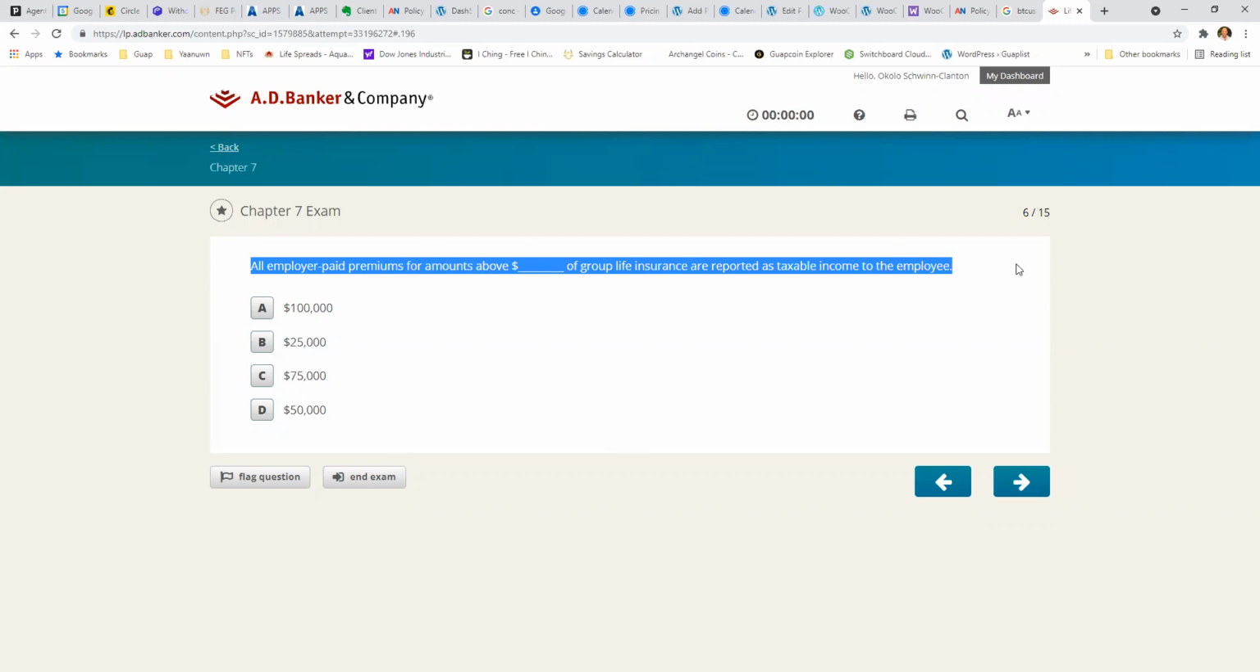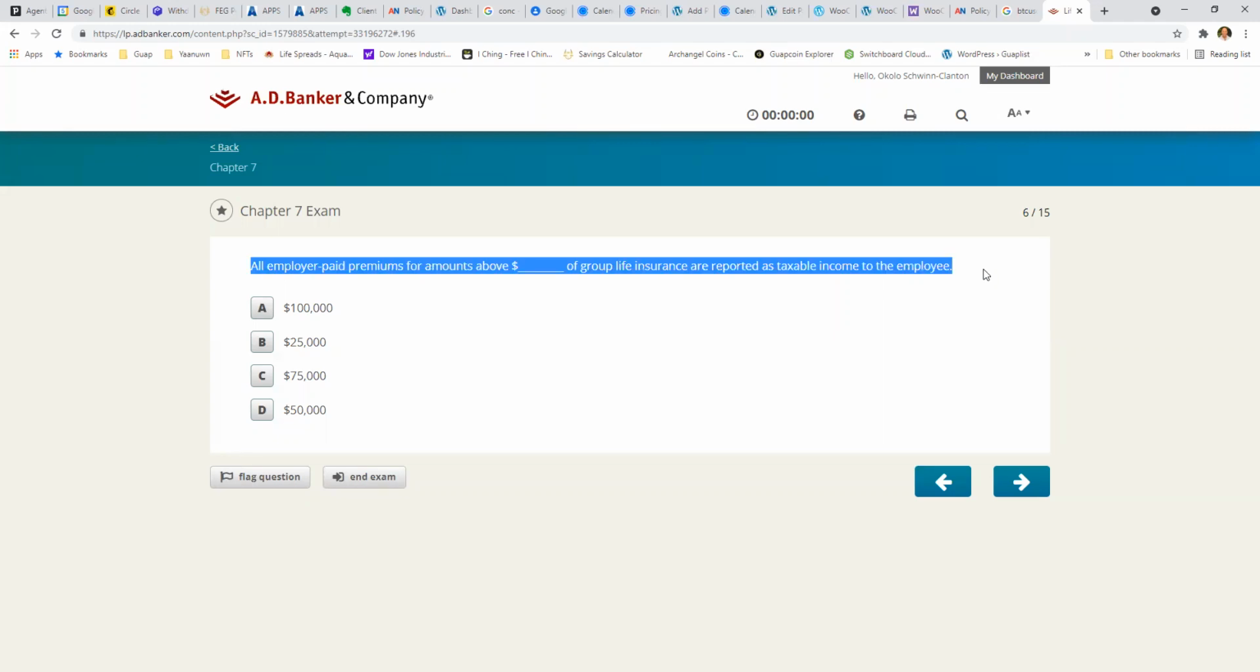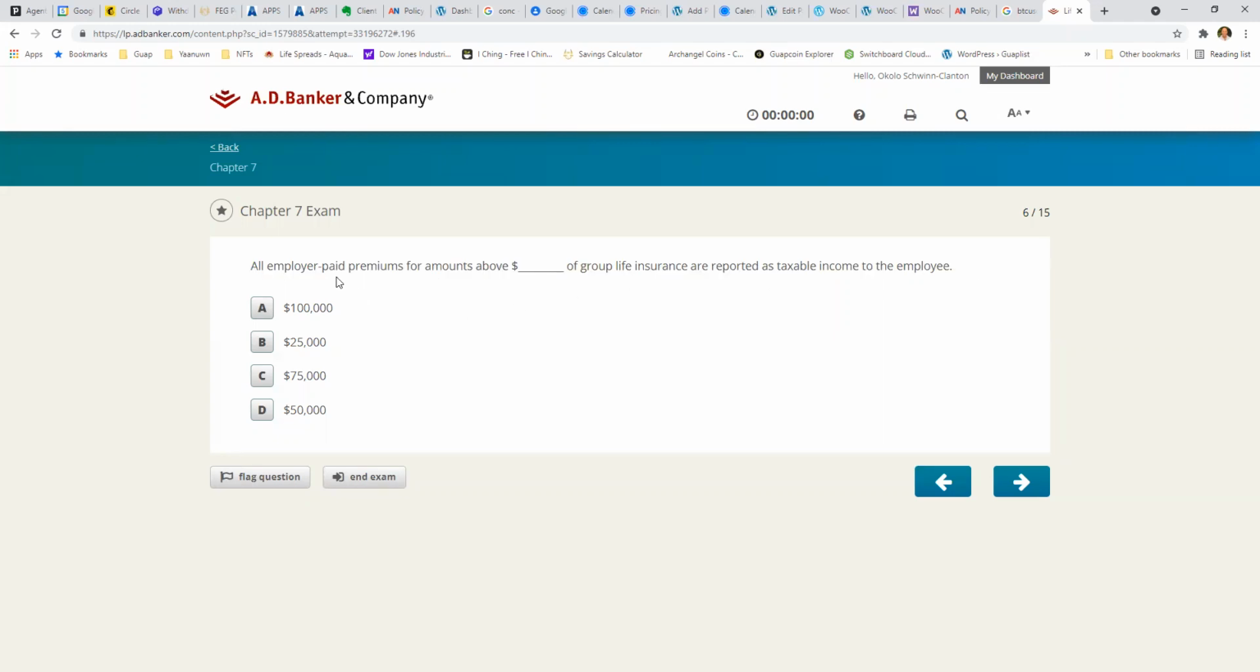So I just vaguely remember that the answer to this is 50,000. If they had put 0, I probably would have gotten this one wrong, but I have a recollection of 50,000 in relation to this question. So all employer paid premiums for amounts above 50,000 of group life insurance are reported as taxable income to the employee. Okay, so that makes sense.